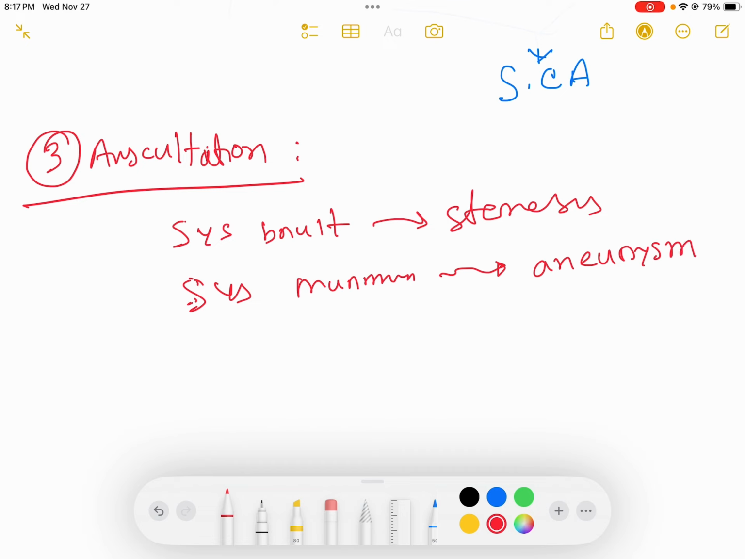A murmur is also heard over the renal artery in case of hypertension due to renal artery stenosis. A continuous machinery murmur may be heard over an arteriovenous fistula.